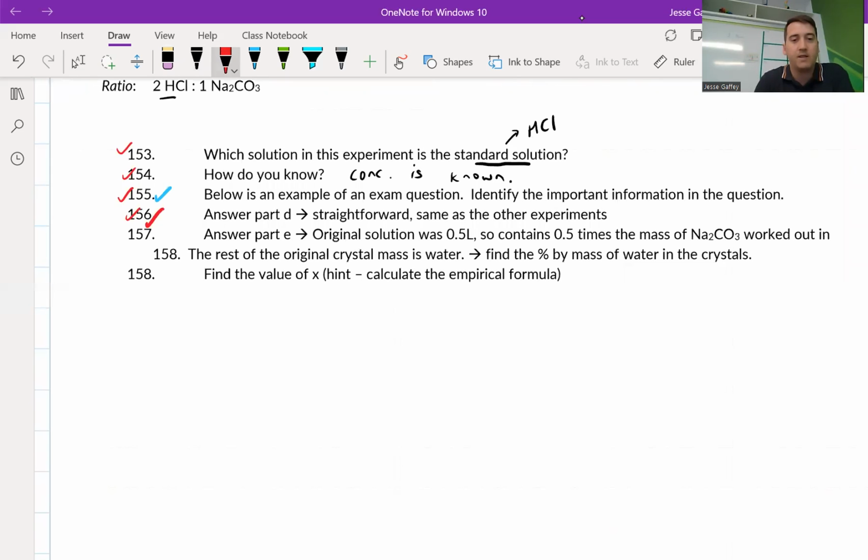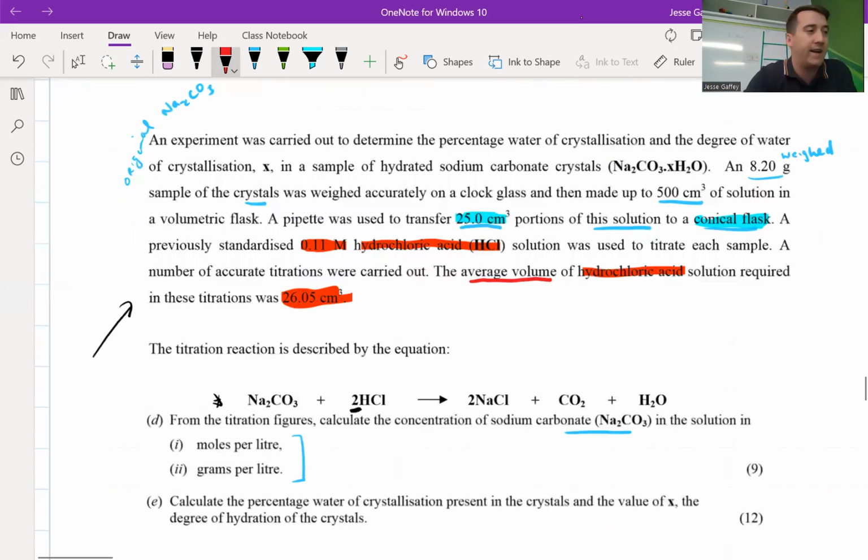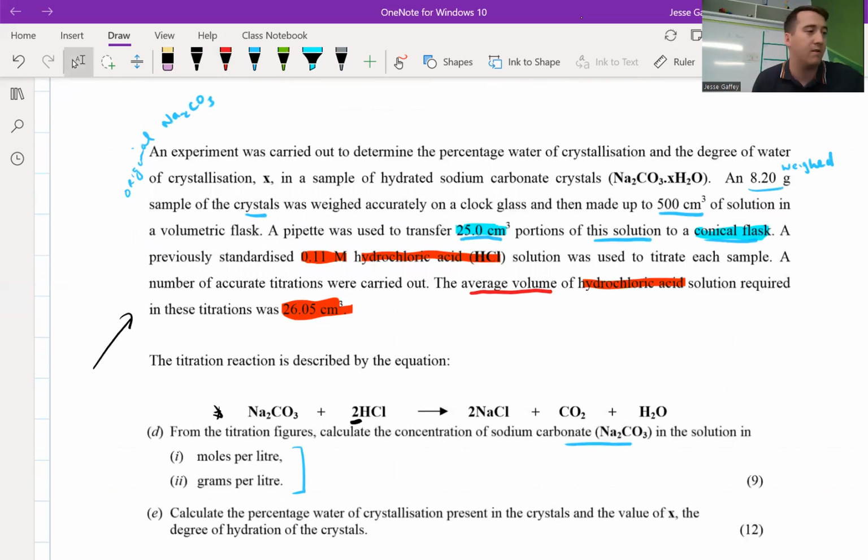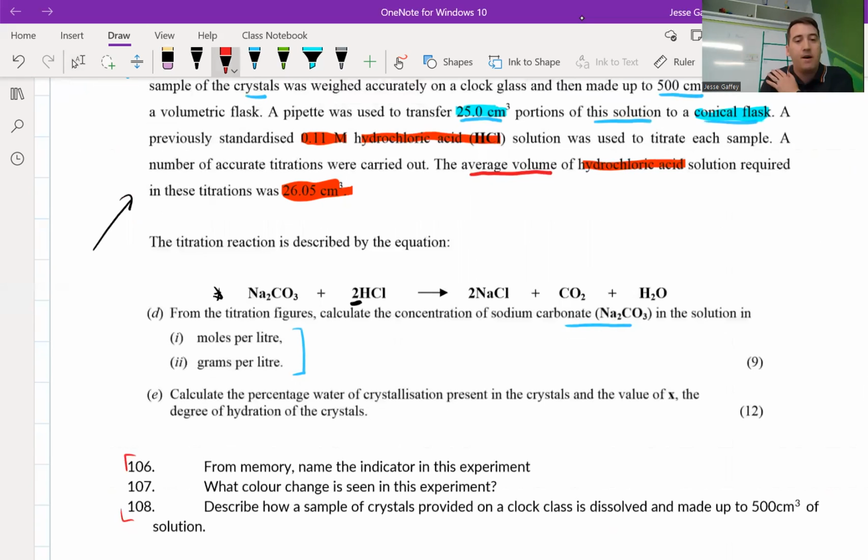You'll see the next bit says answer part E. Remembering that the original solution was 0.5 liters. No, sorry, I'm going to go away from that and we're going to analyze this actually by itself here. Okay, so the next thing we need to think about is part E. Let's see what part E says. Part E says calculate the percentage of water of crystallization present in the crystals and therefore the value of X.